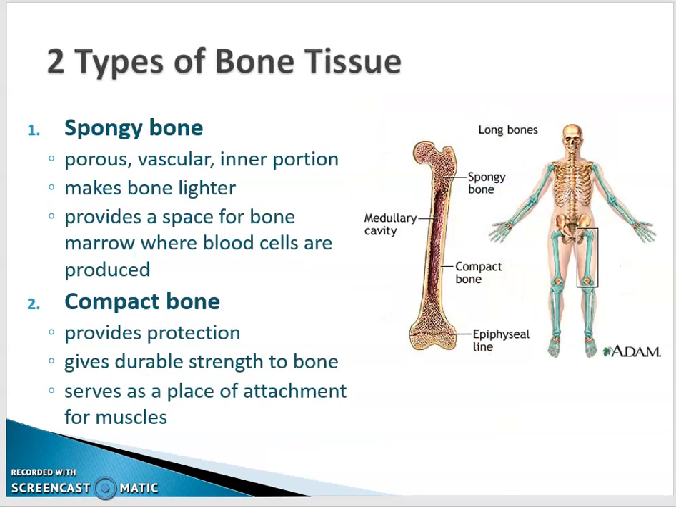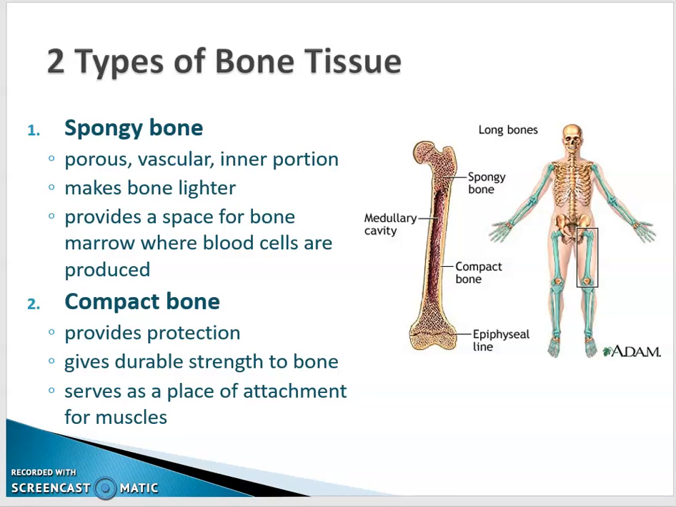We also have two types of bone tissue. We're not going to go into this in great detail. Know that there's spongy bone. That's the inner portion of the bone. It's porous, vascular, which means it has a blood supply. It makes bones lighter. You know, if our bones were solid calcium, we'd all weigh 600 pounds. So they're hollowed out, and they have the spongy bone on the inside that gives it support.